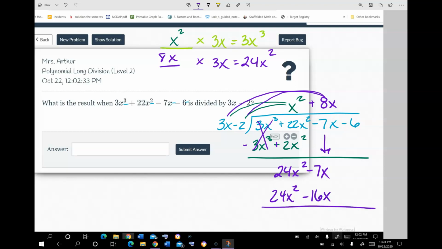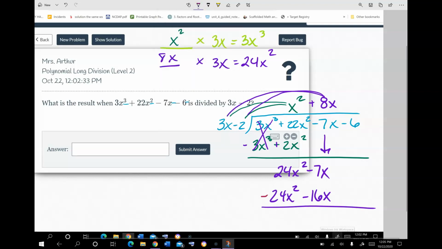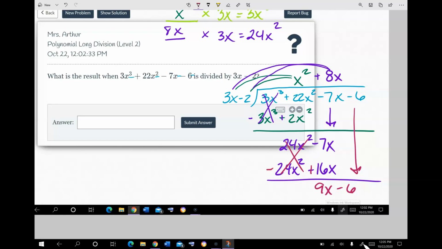Draw your line. Now we need to change our signs. So this goes to negative and that goes to positive. This one cancels. Negative 7 plus 16 is a plus 9x. Drop down that last number, which is negative 6. Okay, I'm going to run out of room.